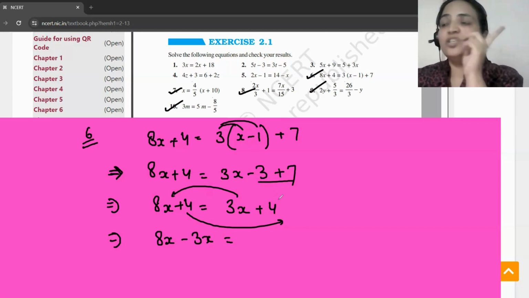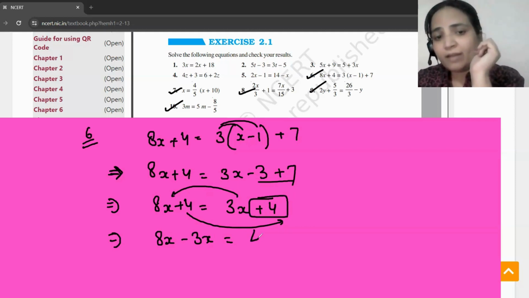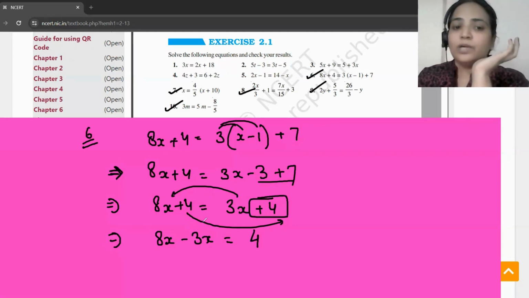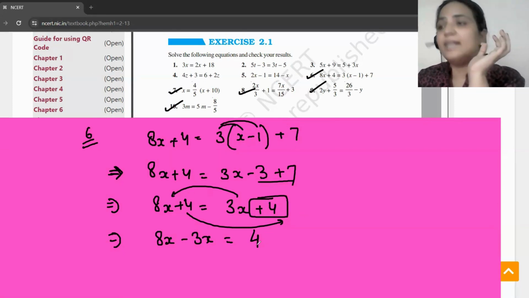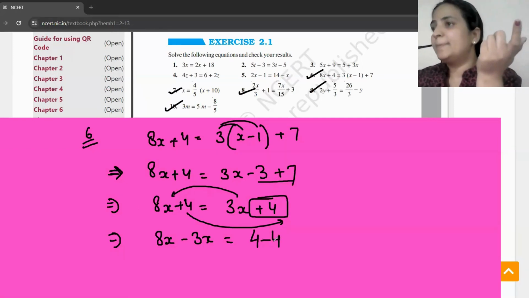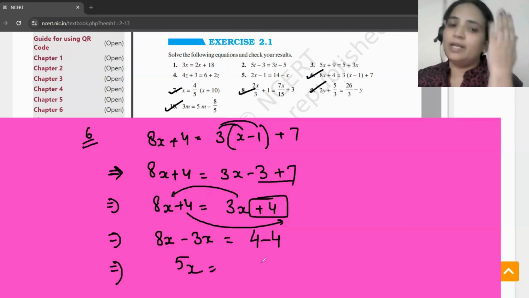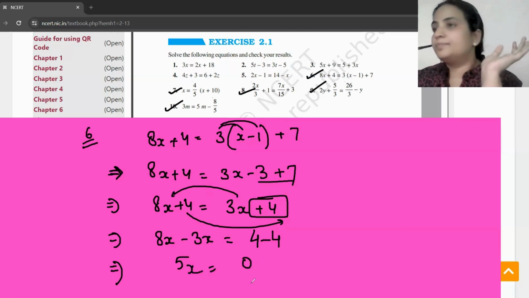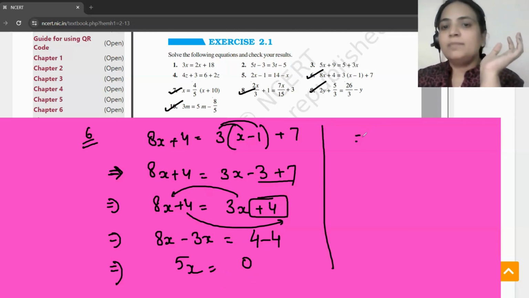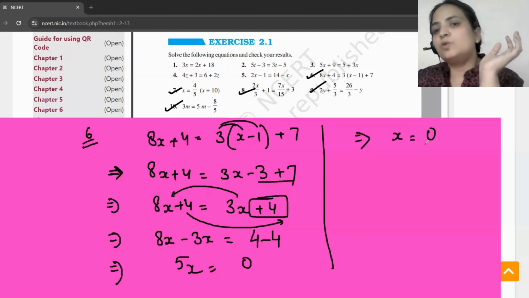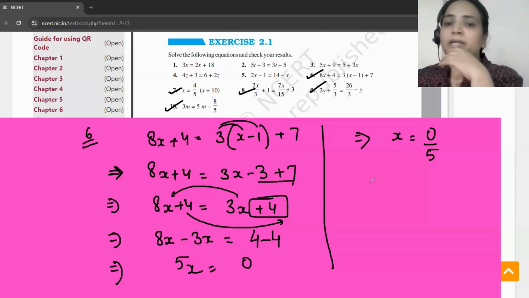Likewise, Ananya, pay attention. You were not there with me in the previous session. So this 4 that was there on the right hand side, you'll write that 4 first. And then whatever you have brought from the other side, you'll write it behind this 4, with the reverse sign. Plus 4 will become minus 4. Right? How to solve it now? 8x minus 3x is 5x. And 4 minus 4 is 0. Okay? Now, again, this implies x equals 0 by 5. What is 0 by 5, Ananya? Tell me.